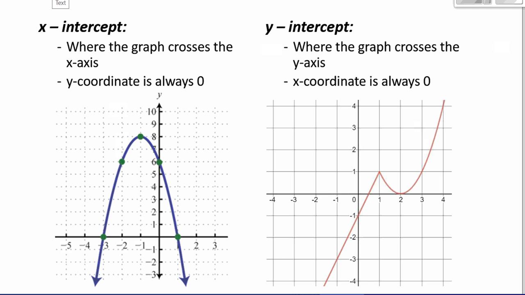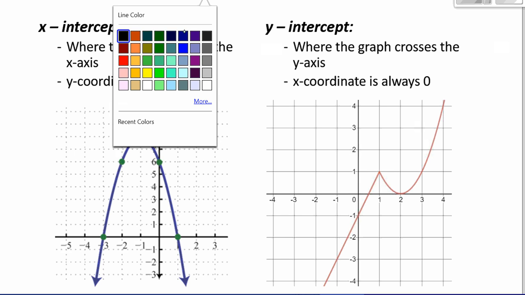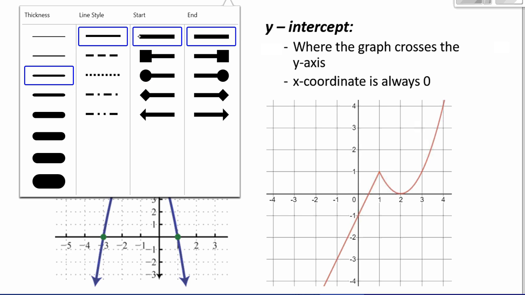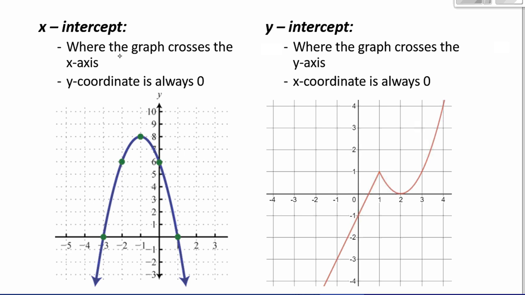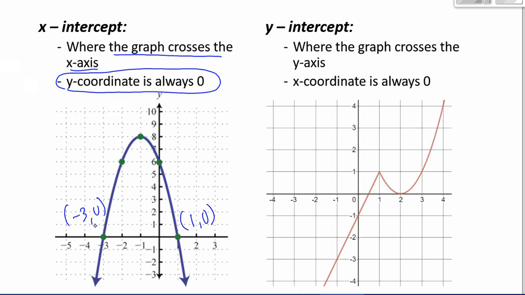Nothing new here. You guys have heard about the x and y intercepts for years and years, probably in middle school. It is where the graph crosses the x or the y-axis, one or the other. Where it crosses the x-axis, the key is that the y-coordinate is always 0. So right here, (1, 0), (-3, 0).